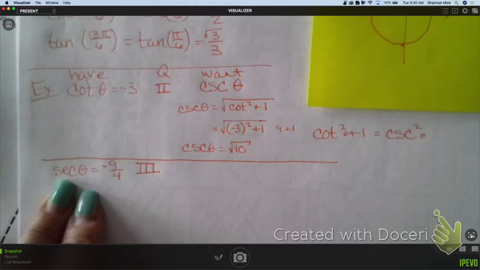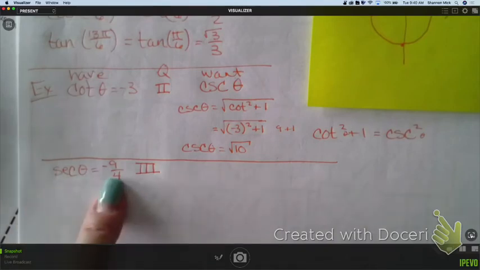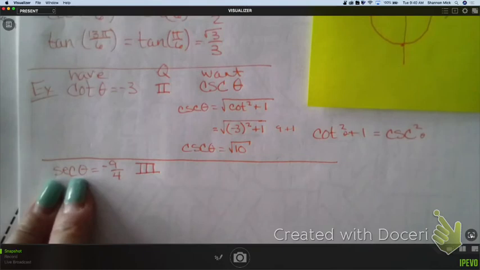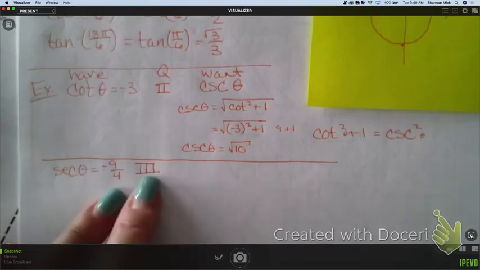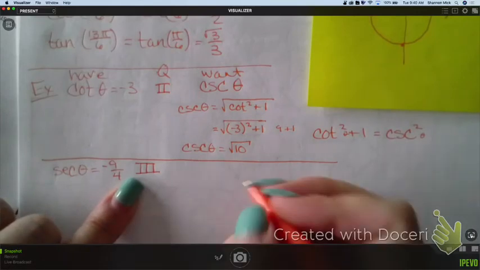If it's -9/4, secant means it goes x. No, this isn't the angle. This is the answer. This is off the triangle. Oh. Okay, I don't want the angle. I just want the answer. Secant is x, and so that's why it's negative, right? Yeah. Okay, and I want the cotangent of theta.